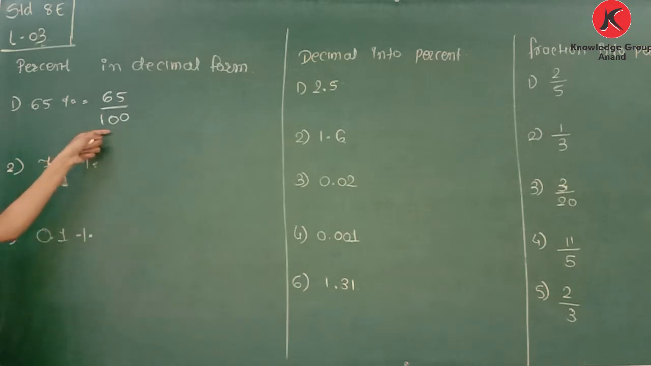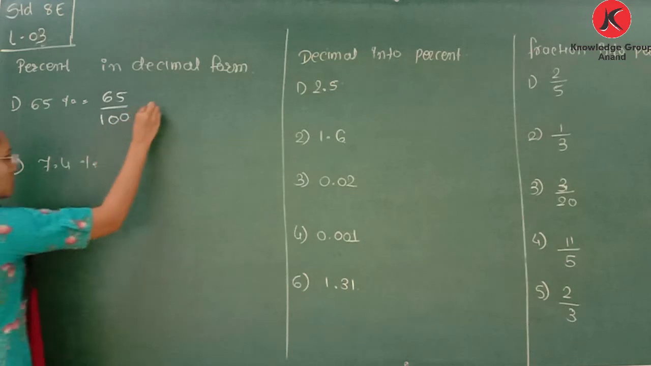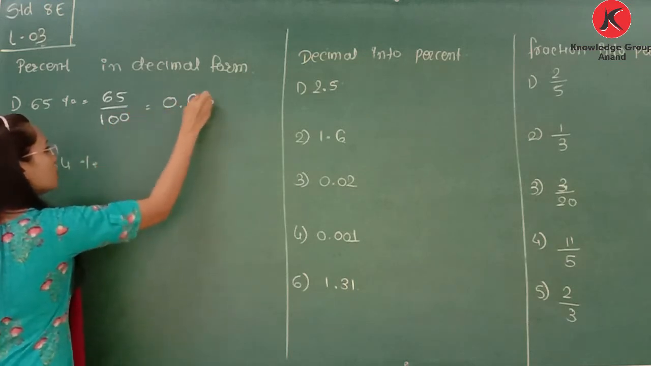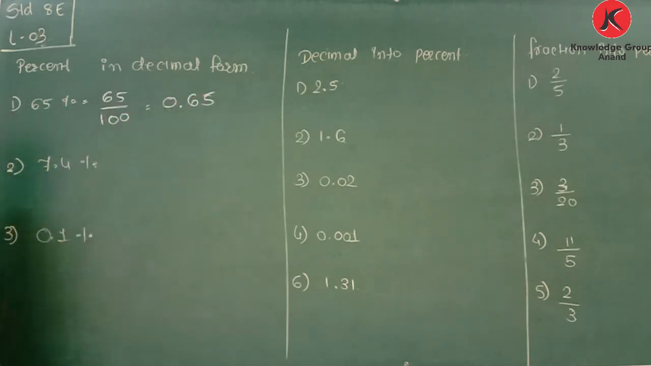Now, how can we perform this in decimal form? There are two zeros, so it is 0.65. So that is percentage to decimal. Okay, now the next one, 7.4%.